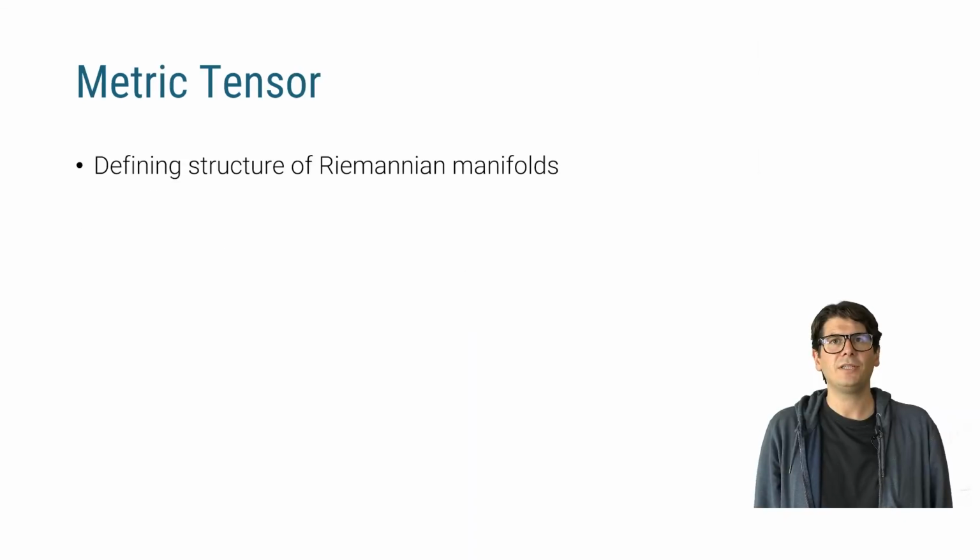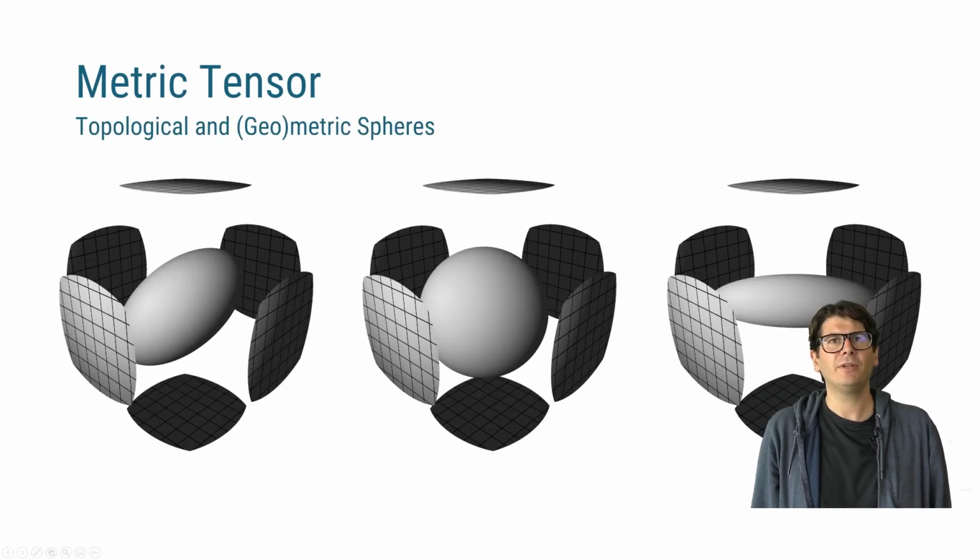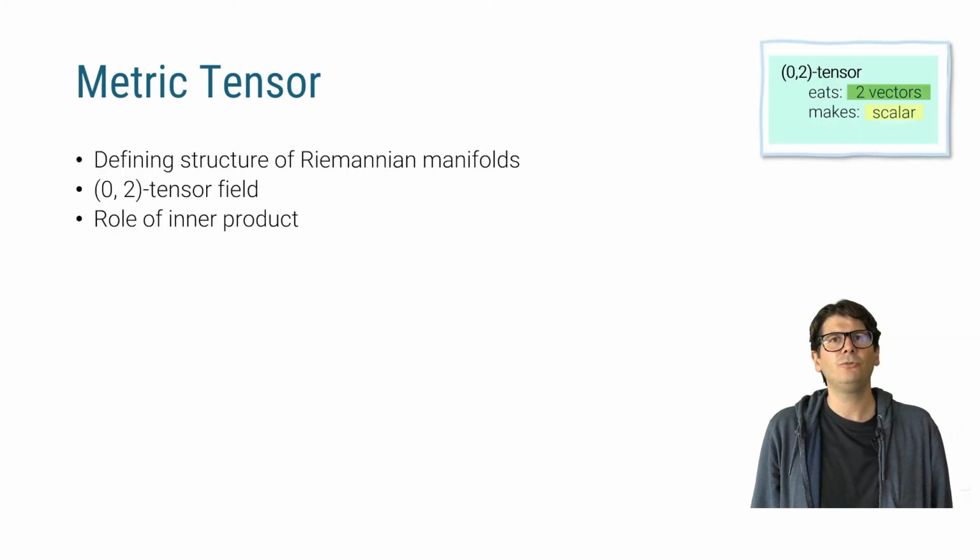The metric tensor is the defining structure of Riemannian manifolds. For instance, let us have a look at these three examples of topologically equivalent two-spheres. Only the one in the middle has the metric tensor defined such that it coincides with our familiar geometrical sphere. So the metric tensor is the structure that defines the geometry of a manifold. It is a specific 0-2 tensor field which is often simply called the metric. A 0-2 tensor takes two vectors as input and produces one scalar value.